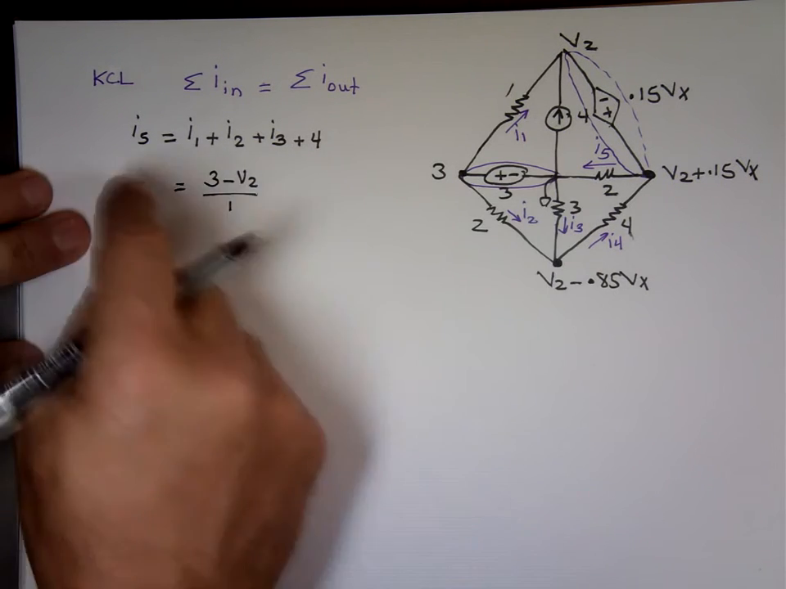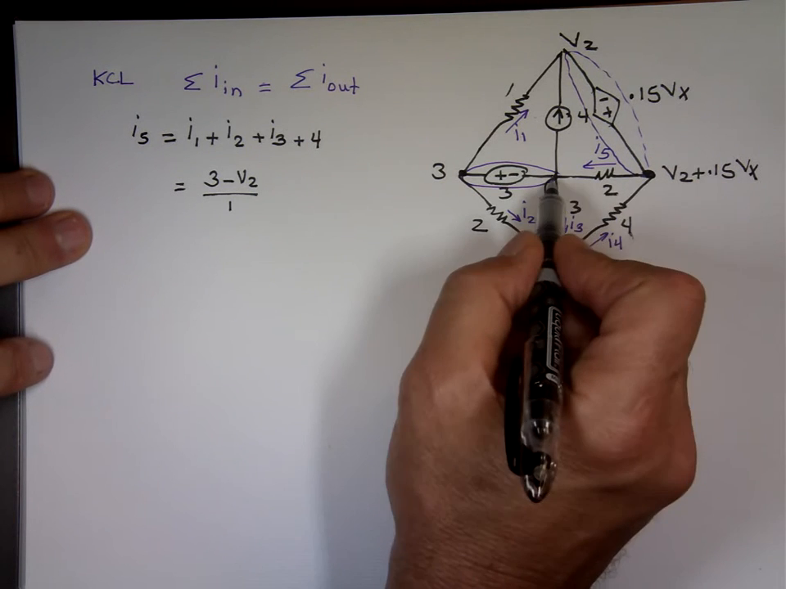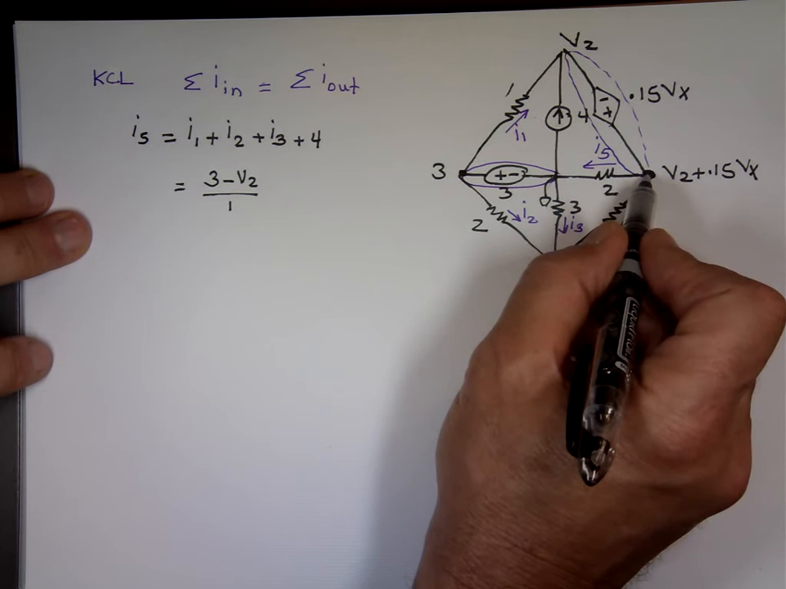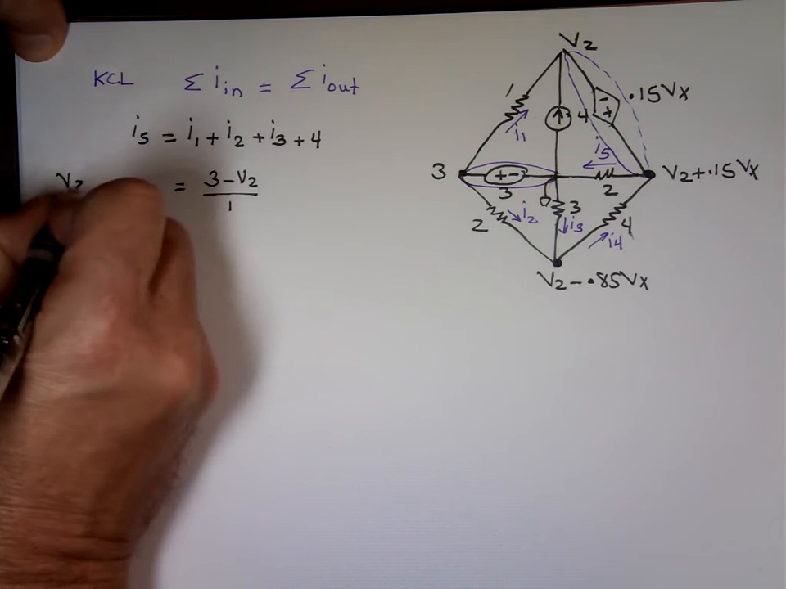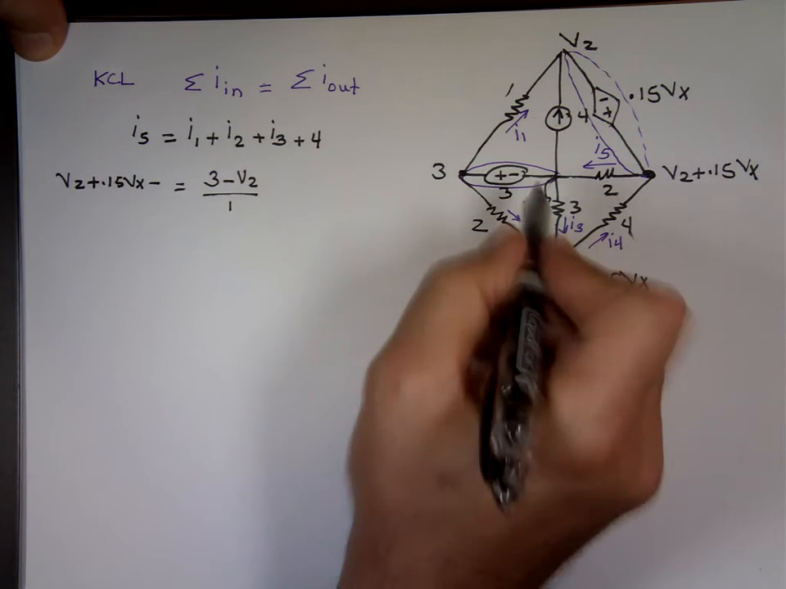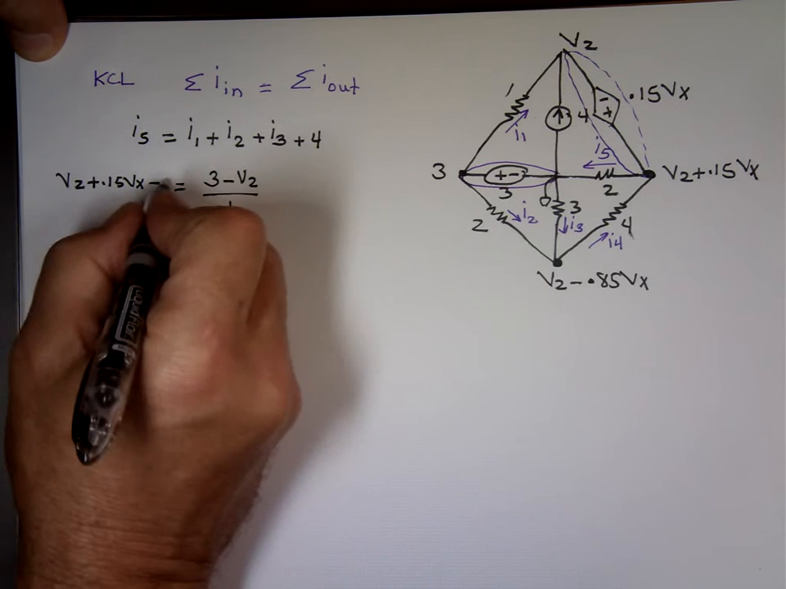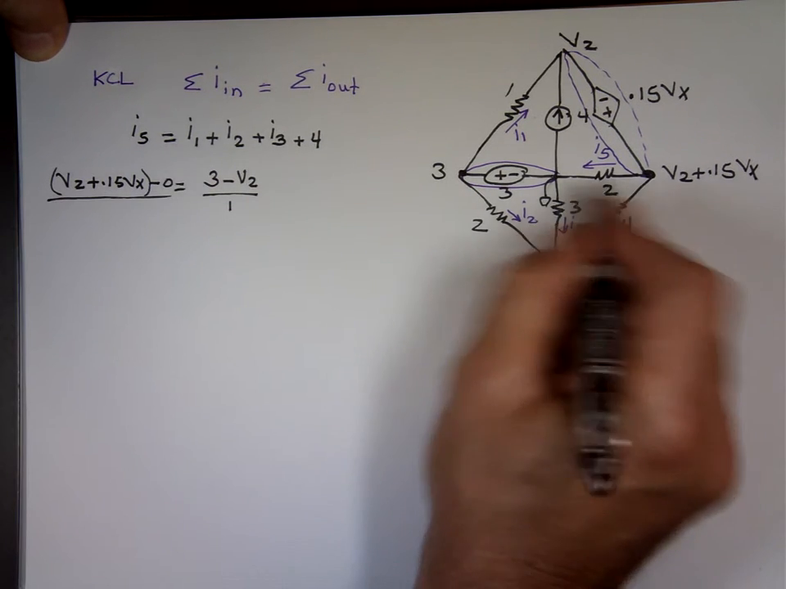I sub 5 on this end, the current coming down this way, so it's this voltage minus this one. What's that voltage? V2 plus 0.15 Vx minus, what's this voltage here? 0, divided by that resistor, which is what? 2.